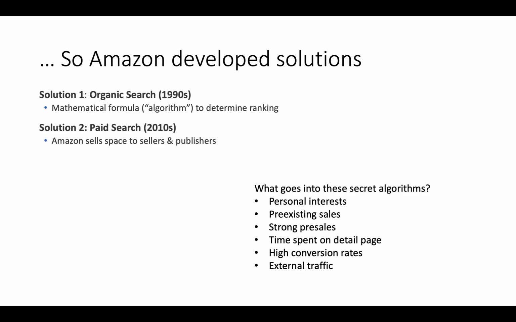So personal interest will definitely affect that. When I search for binoculars, what I see may be different than what somebody else in another country or in another part of the United States sees. Pre-existing sales. So Amazon is assuming that if lots of people are buying a certain type of binoculars already or a certain type of book that's very popular, people like it, so let's show that book more often. So that's one thing.